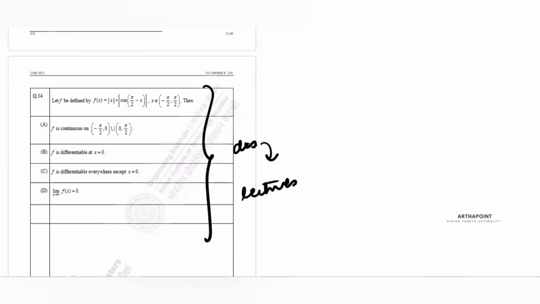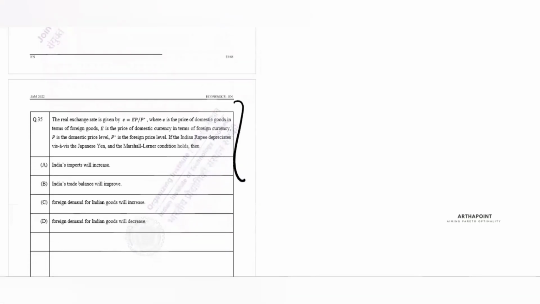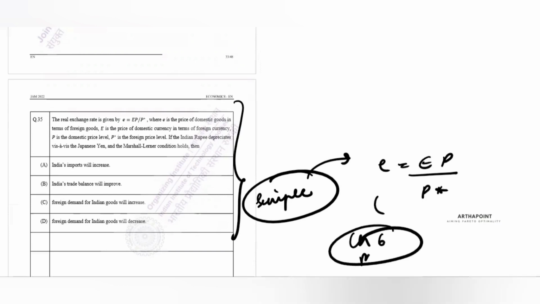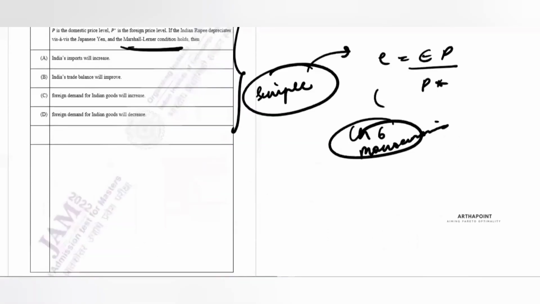Okay, so again, this is something we have discussed as part of our last day's lectures, where we talked about how to know when the variable is continuous, where to check differentiability, where limit exists, where limit does not exist. This is again a very simple question. This is simply coming from your formula of real exchange rate, which we had discussed as part of chapter 6 of macroeconomics. And we had done the Marshall-Lerner condition also.